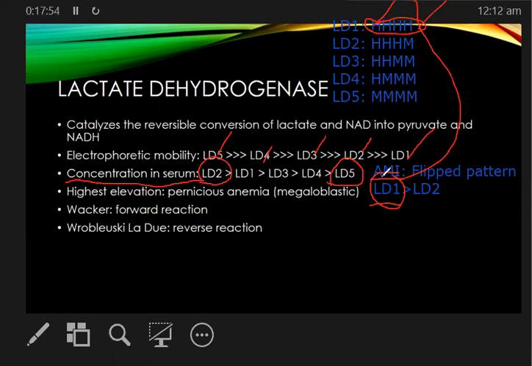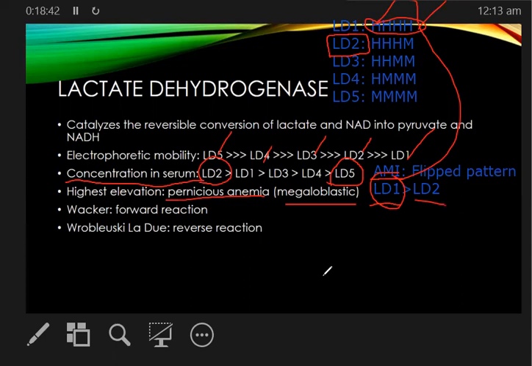Since LD1 is the most cardiac specific, it will now override the concentration of your LD2, leading to a flipped pattern. But the highest elevation of your lactate dehydrogenase, remember, is seen in pernicious anemia or megaloblastic anemia. Particularly, the enzyme involved in this condition is your LD2 enzyme.